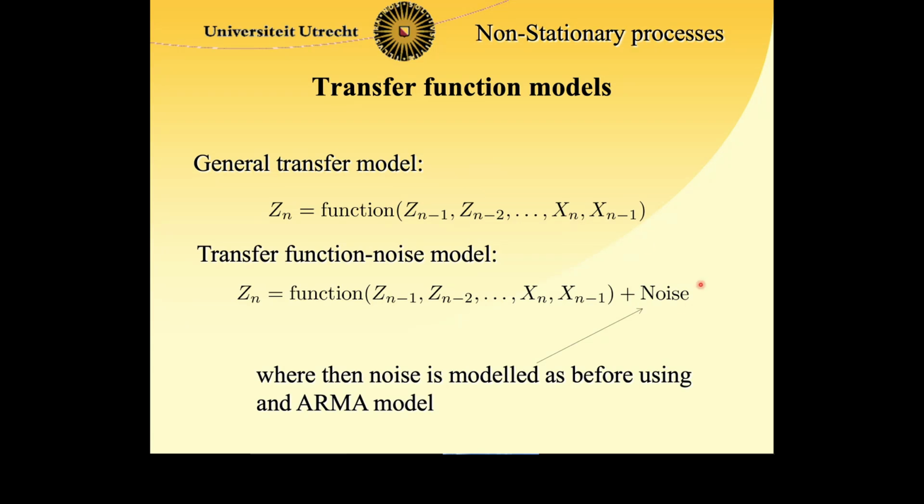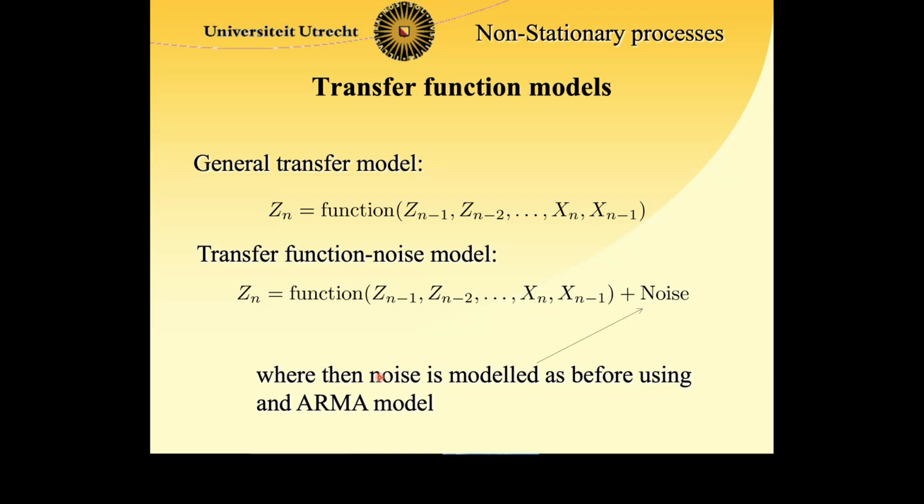And then we add to that a noise model, and that noise model is typically assumed to be an effective way of describing Zn, and that the residual noise is therefore stationary, and we can simply model it by an ARMA model. So this is what is done.